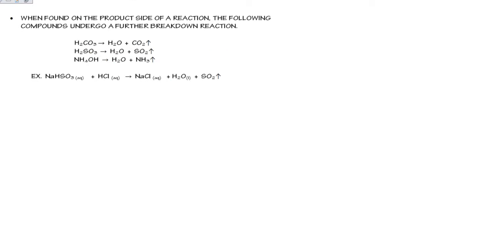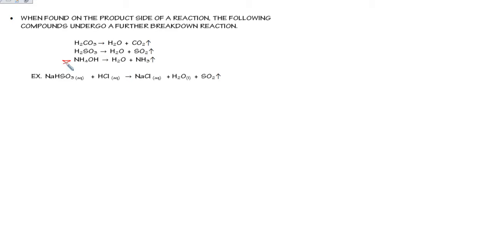So here are the ones to kind of keep your eyes out for. When these guys are on the product side, they will further decompose. That carbonate, hydrogen carbonate, will always break down into water and carbon dioxide. This could be H2SO3. Sometimes it's H2SO4 can do this, where it'll break down into water and then like a sulfur dioxide gas. We're not going to do this reaction because it stinks really bad. But that would be one to look out for.